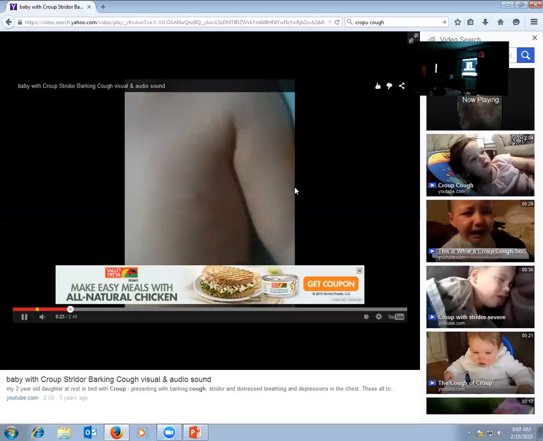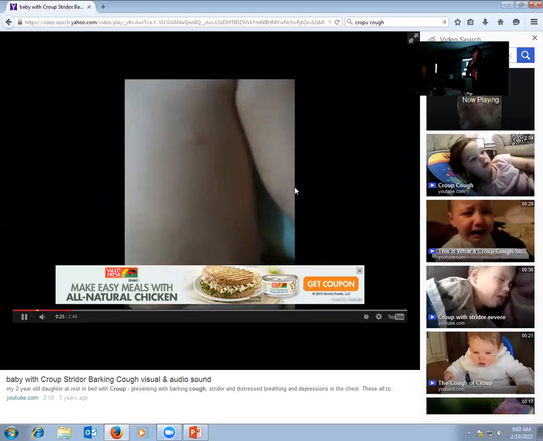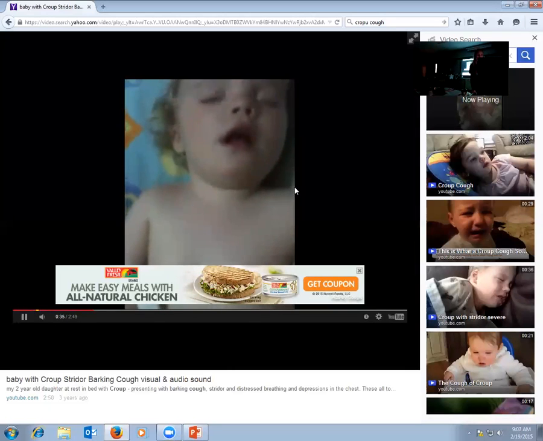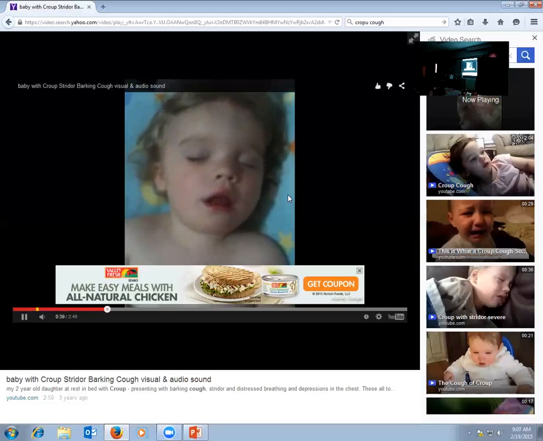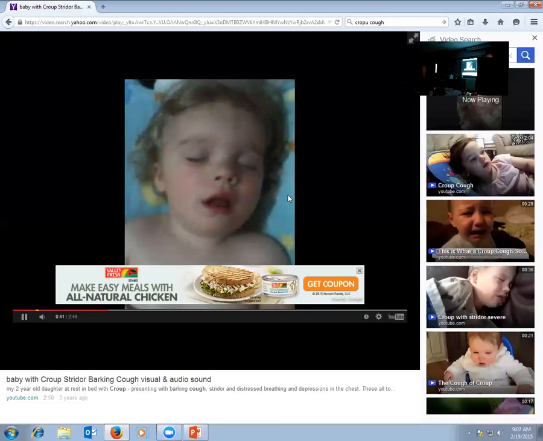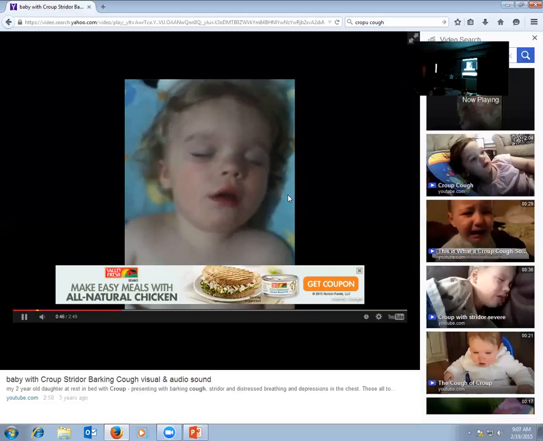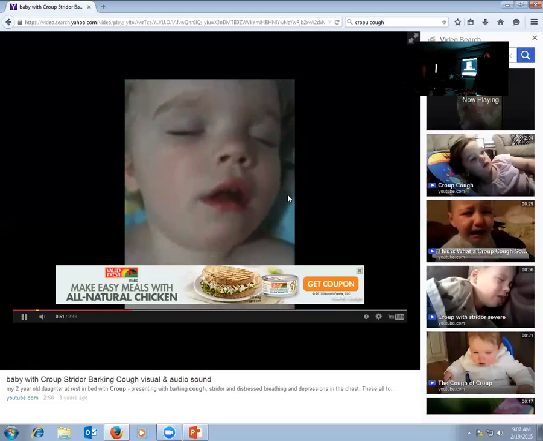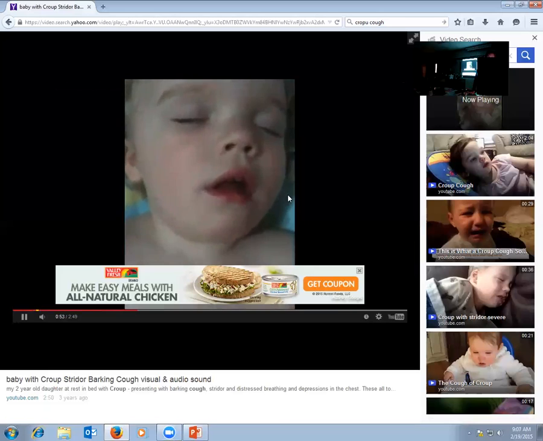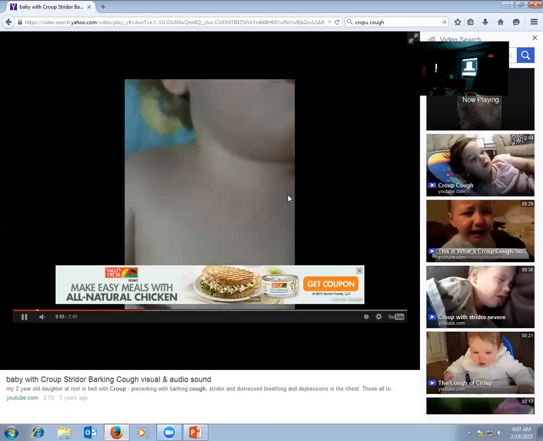Stridor is a respiratory sound that you hear that usually means that they have some kind of blockage in their throat particularly. So it's a really loud respiratory sound, not like your normal sounds that you hear in the lungs. Hearing breathing really loud, that's stridor. Kind of wheezy sounding, but it's loud.